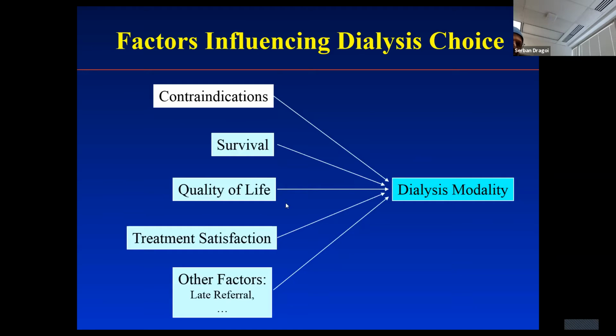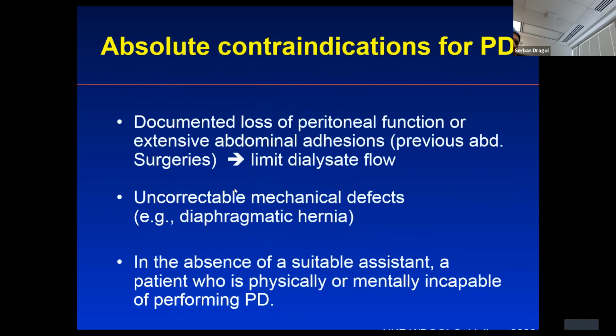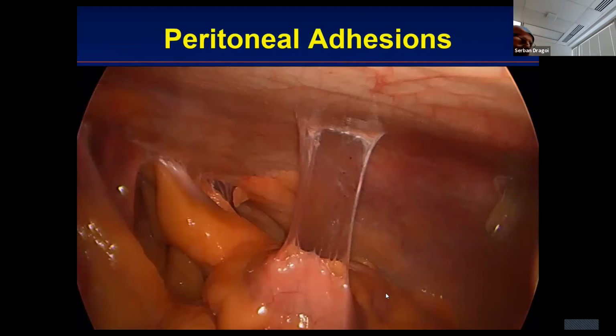Quality of life, yes, that's a big difference between HD and PD, and treatment satisfaction as well. So I will start to look very briefly into contraindications. Loss of peritoneal function through extensive abdominal adhesions, and we'll have a picture of that in a minute. This limits dialysate flow and also poses a very unique danger. I will show that slide now.